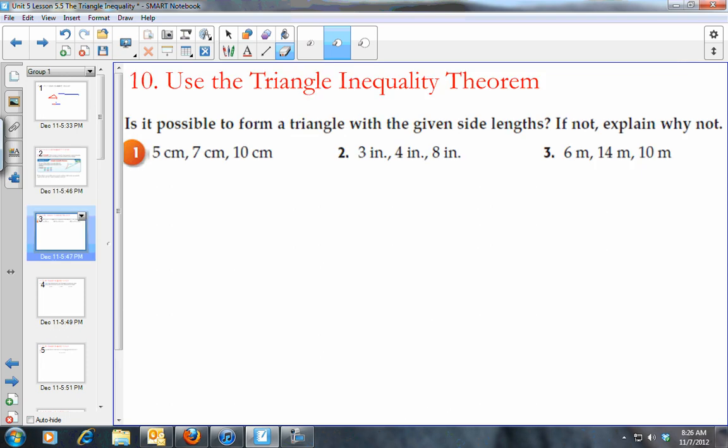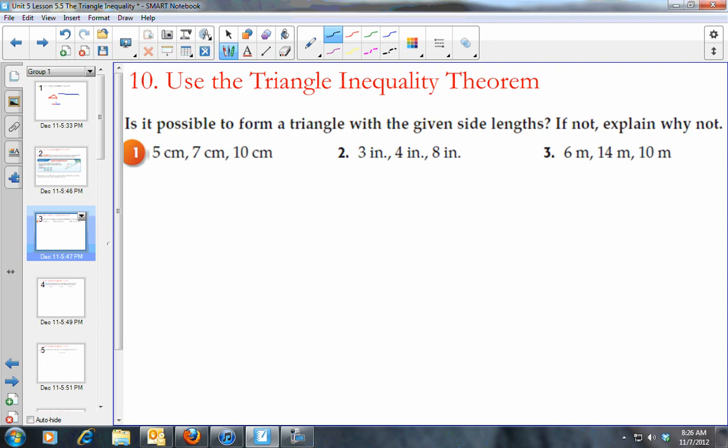Let's do a few. So we're on page 362. Number 1. Is it possible to form a triangle with the given side lengths? If not, explain why not. All right, and the reason's going to be because the two sides have to be greater. It's either going to work or it's not going to work, right?